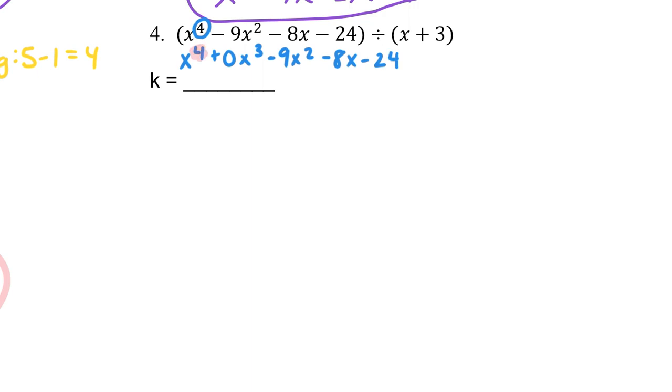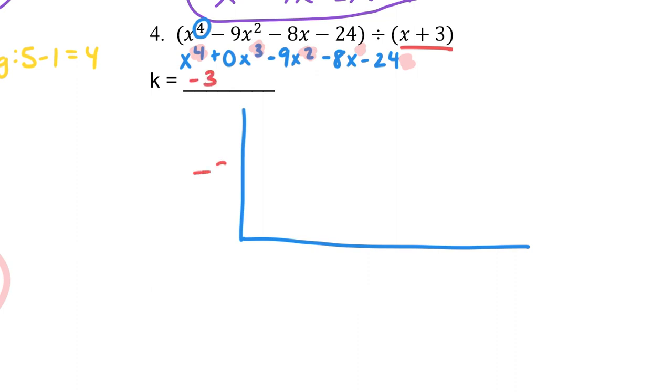Now it goes 4, 3, 2, 1, and nothing. I should see that every single time. You must go in decreasing order, just like standard form, but then you also must make sure that it's not missing anything. So now I can go ahead and draw my division. My k value is positive 3 in the problem, so I'm going to use negative 3. And my coefficients are 1, 0, negative 9, negative 8, and negative 24.